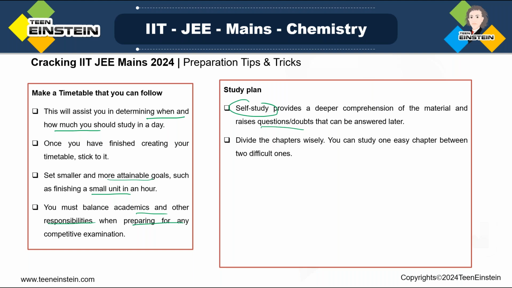So what I'm saying is that you can study one easy chapter in between. Suppose you choose the P block chapter in between these two, which is comparatively easier. If after reading thermodynamics you next choose basic principles of organic chemistry, it may be laborious for you. That is why I'm saying you can choose one easy chapter between two difficult ones. But again, it is not a fixed rule. It may vary from person to person.